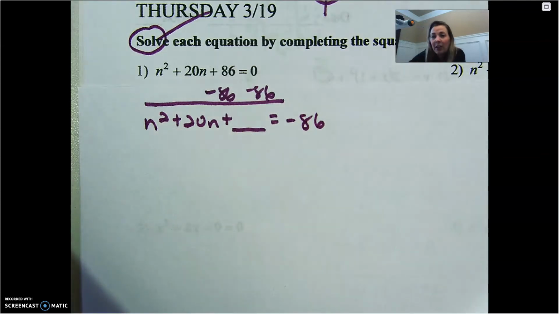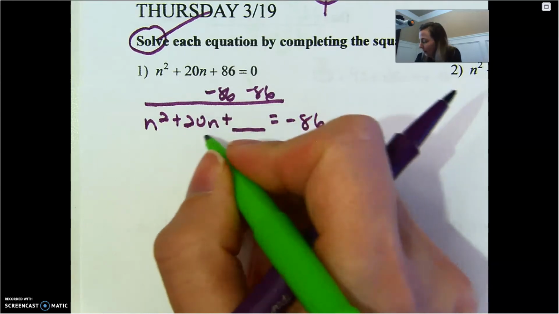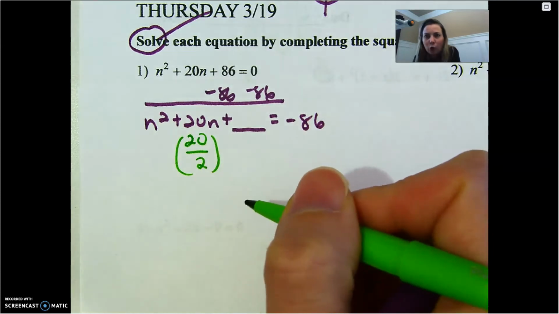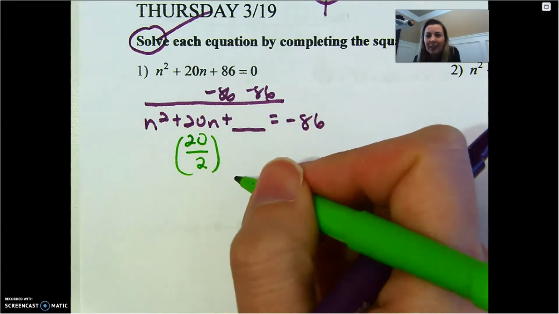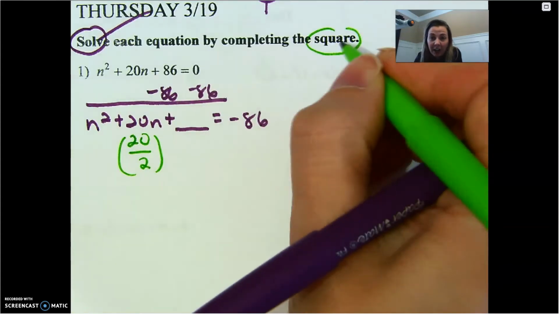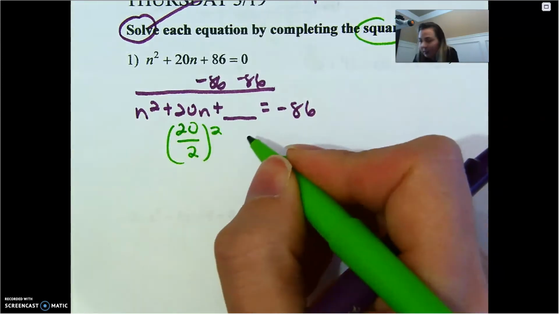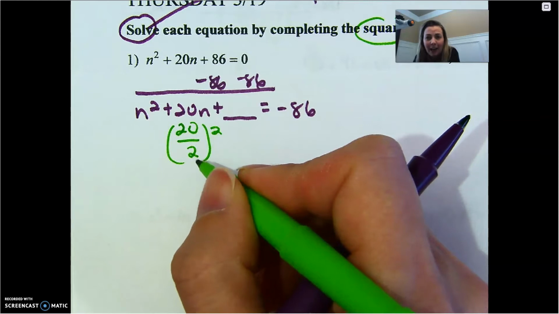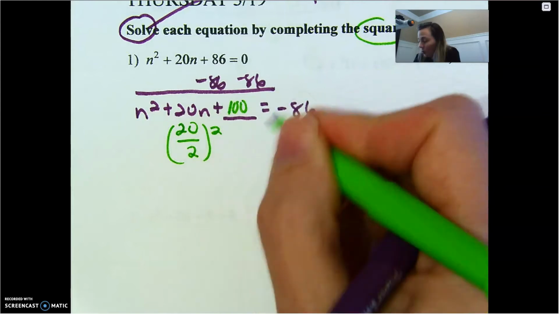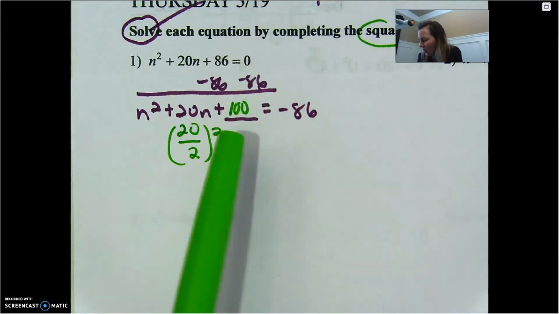Here's how we create the monster. You take this middle term every time, and you cut it in half. What's half of 20? 10. The reason we call this completing the square is that now we're going to bring in the square. So we're going to square this. Cut it in half, 10. 10 squared, 10 times 10, is 100. 100 is our monster.